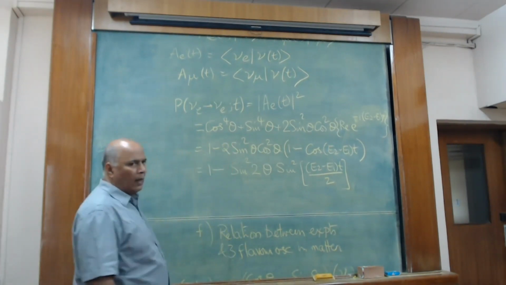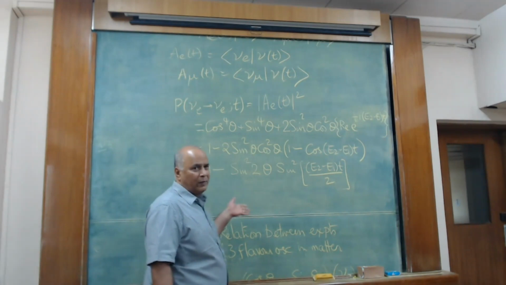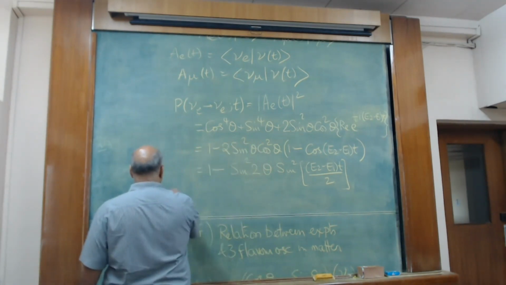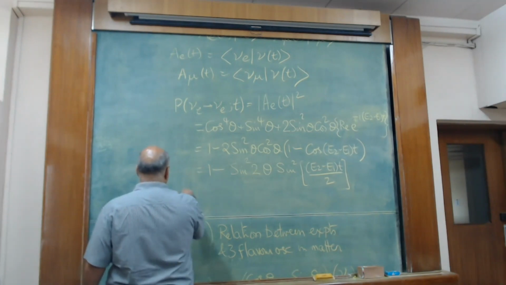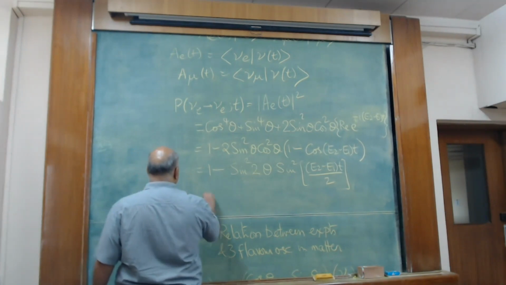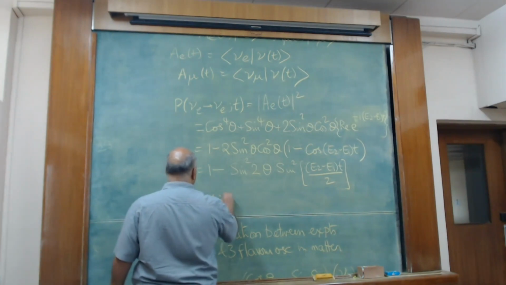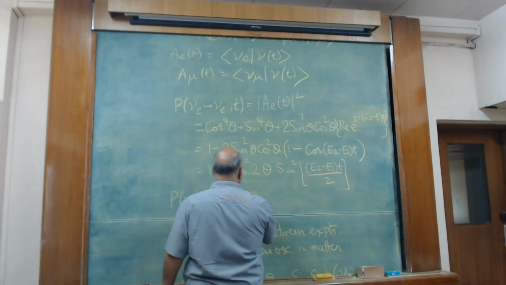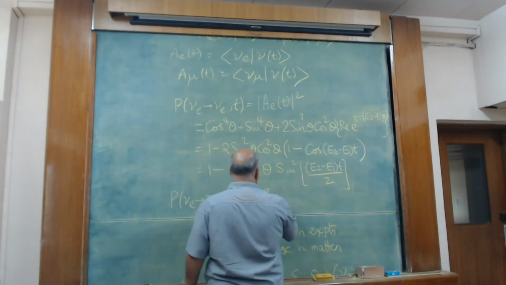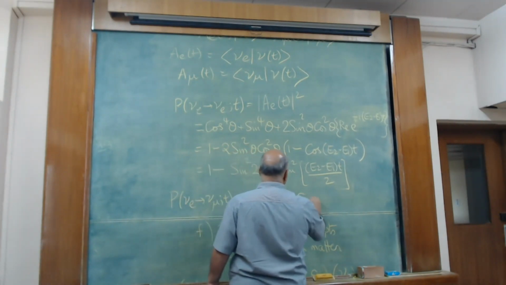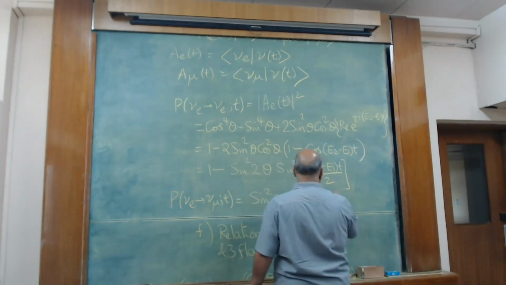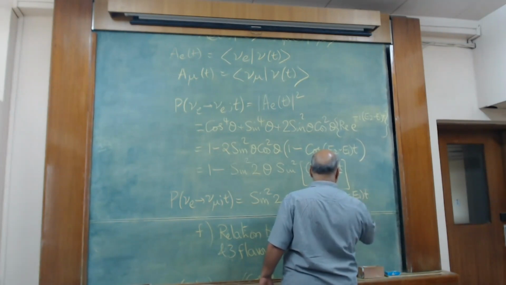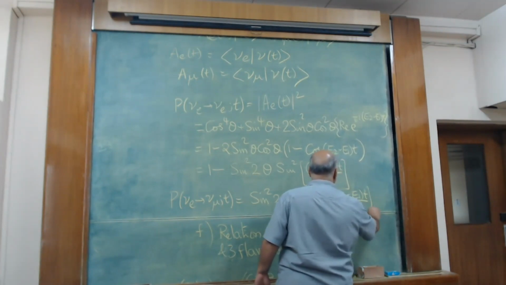And I will not explicitly do this, it will be quite easy for you to do the other calculation. P of nu e oscillating into nu mu at time t will be sine square 2 theta sine square of (E2 minus E1) t by 2.